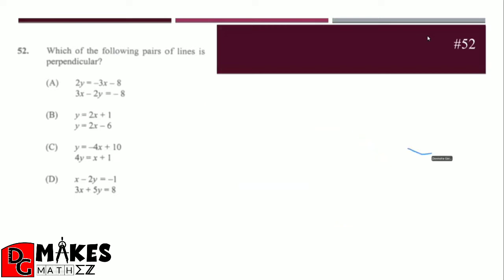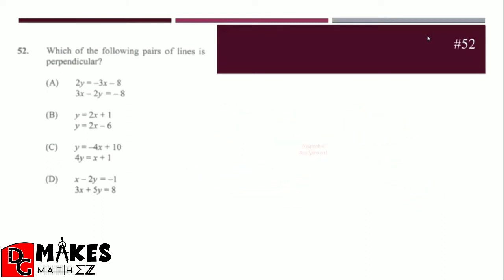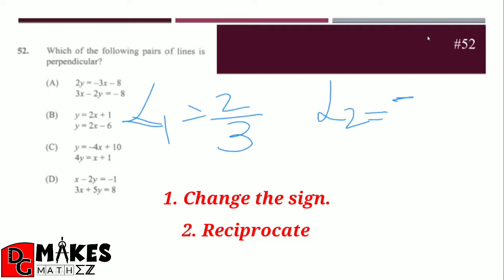So we know that if two lines are perpendicular, there's something special about their gradients. The product of their gradients will be -1, which means one gradient is the negative reciprocal of the other. So let's see what we are talking about. If the gradient of line number one is 2/3, then the gradient of line number two, which is perpendicular to it, is going to be the negative. So you change the sign of what you had before. Negative reciprocal, that's going to be -3/2.